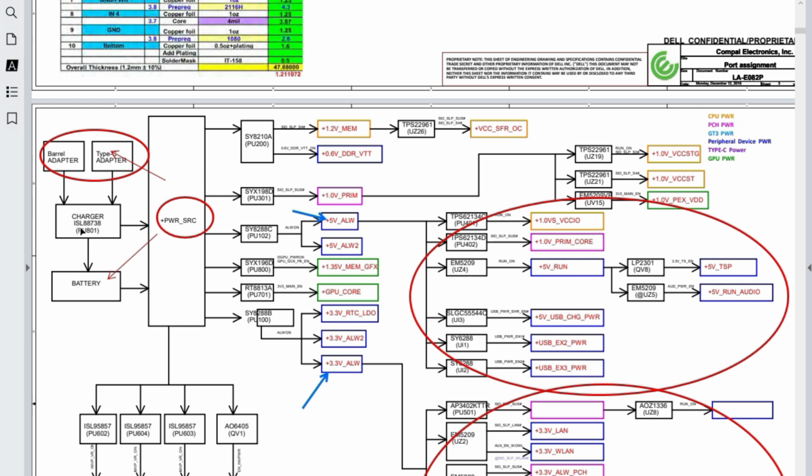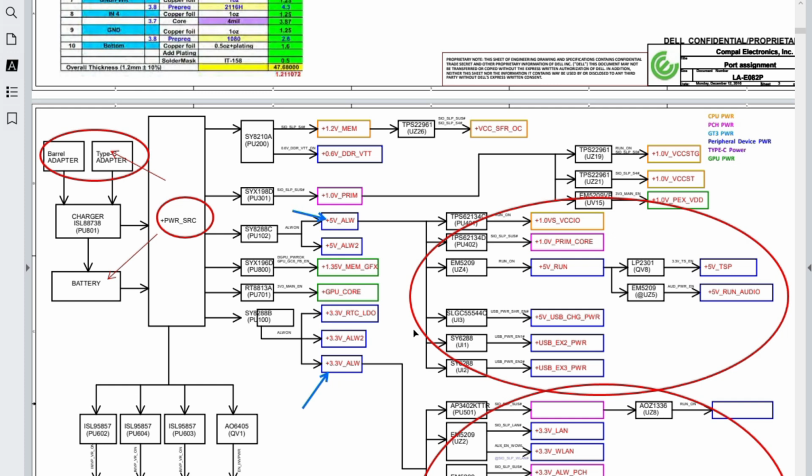We have the charger, its reference is ISL88738. So this is the control IC. We should get 19 volts. Check first the adapter, then check the power jack, then check whether we get 19 volts or not. After the presence of 19 volt, we should automatically find plus 5 volt always and plus 3.3 volt always in the motherboard without powering on the laptop.